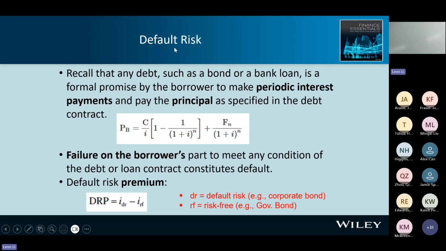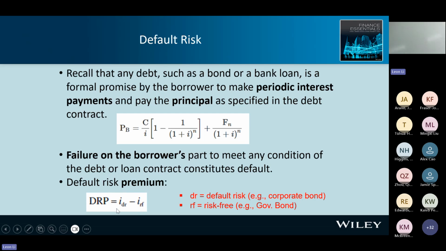Okay, so what's the default risk? Failure on the borrower's part to meet any condition of the debt or loan contract constitutes default. That means the borrower is unable to keep their promise, right? For example, the company goes bankrupt, right? So this is the default risk. Next, we define the default risk premium. When I say premium, it means additional return for taking the risk. So we have a premium for default risk.